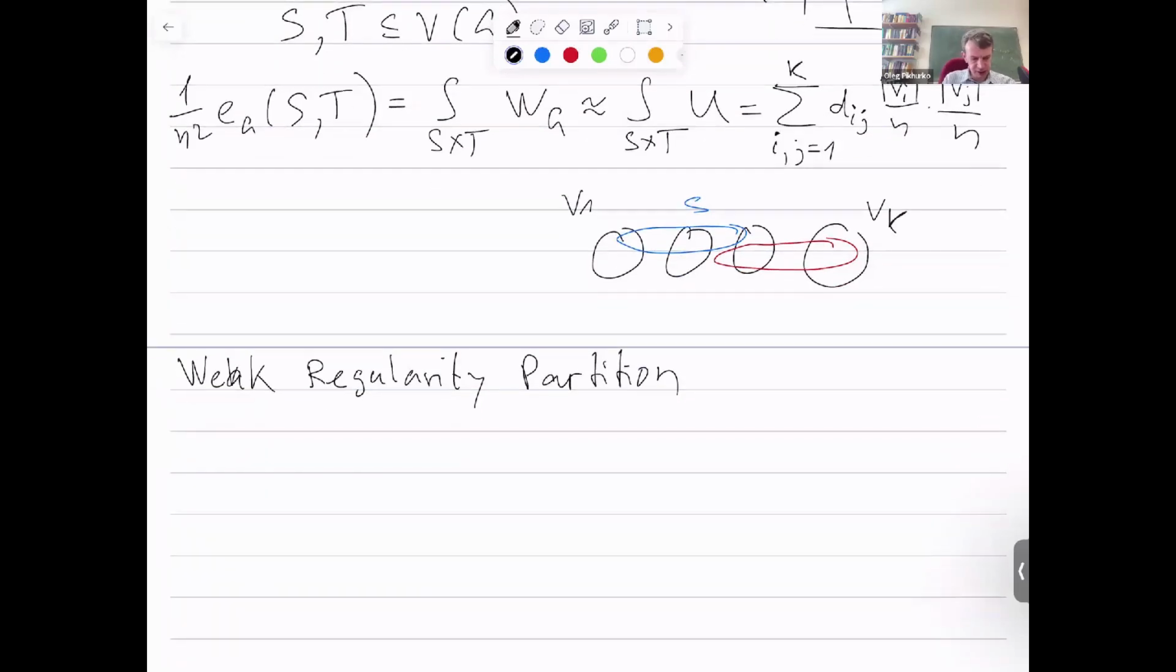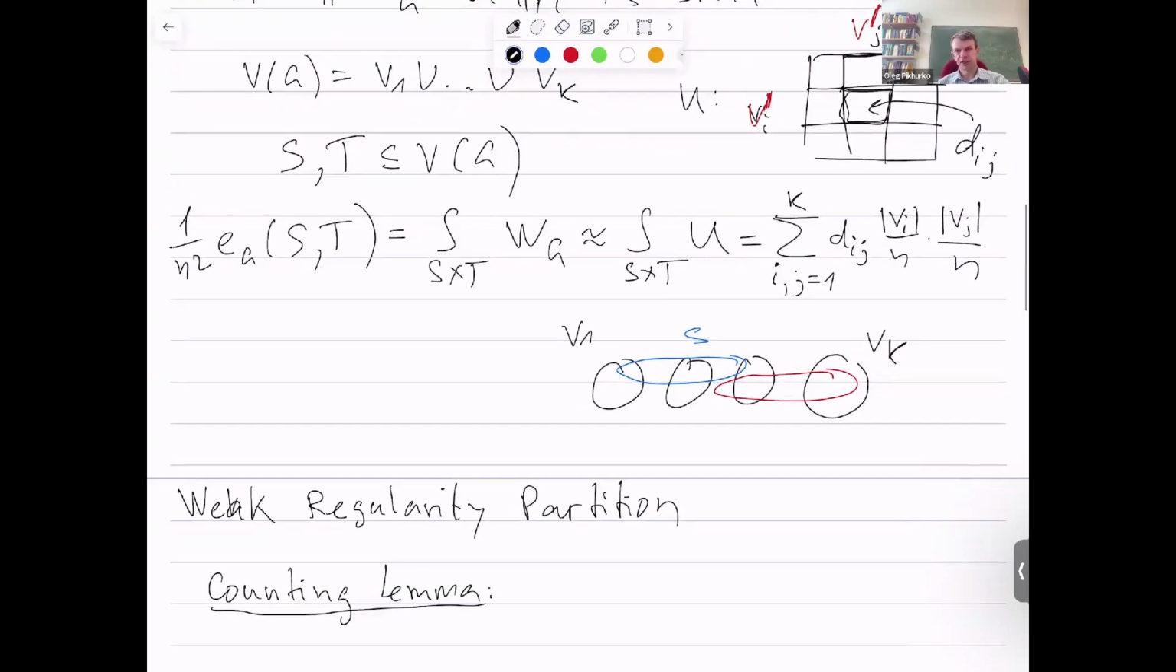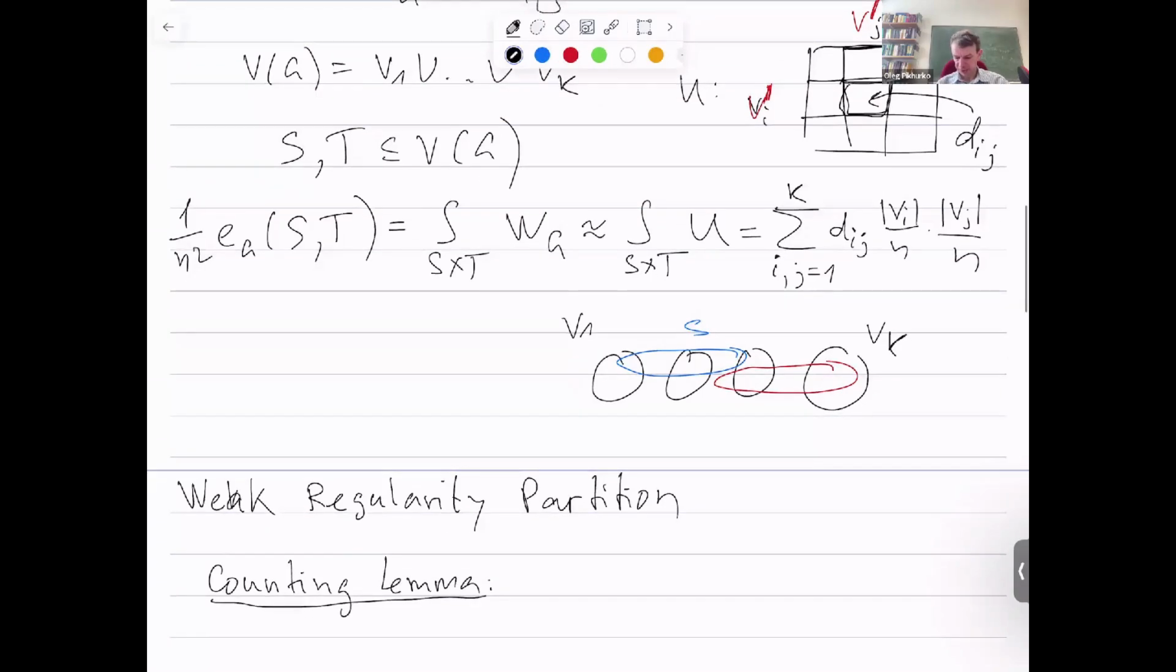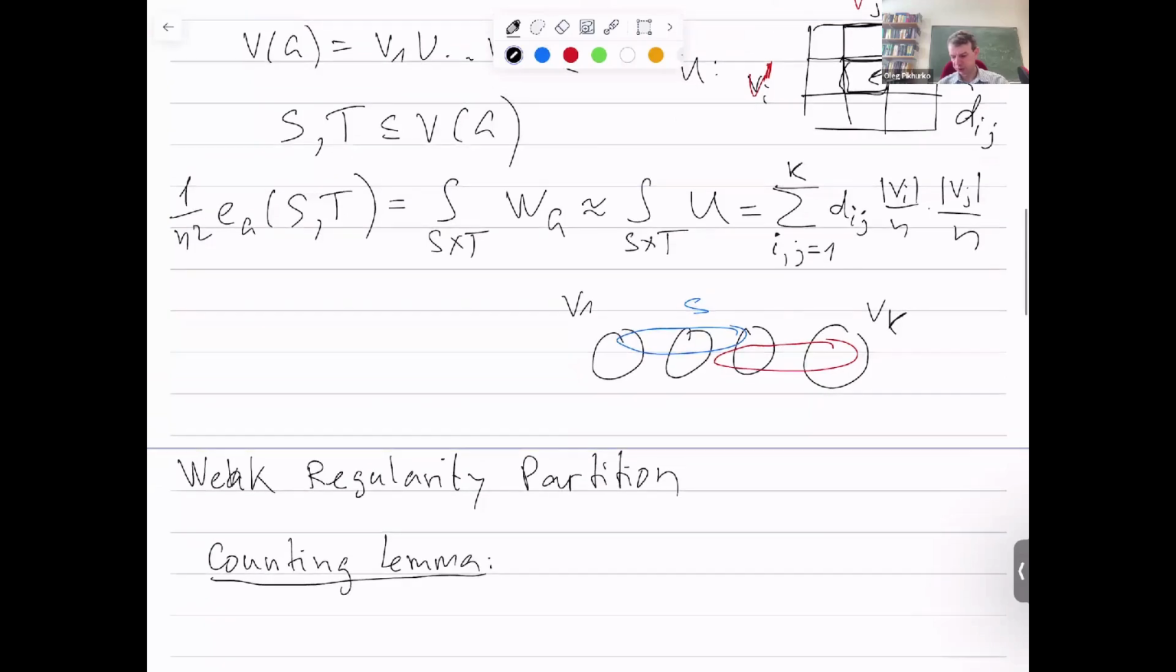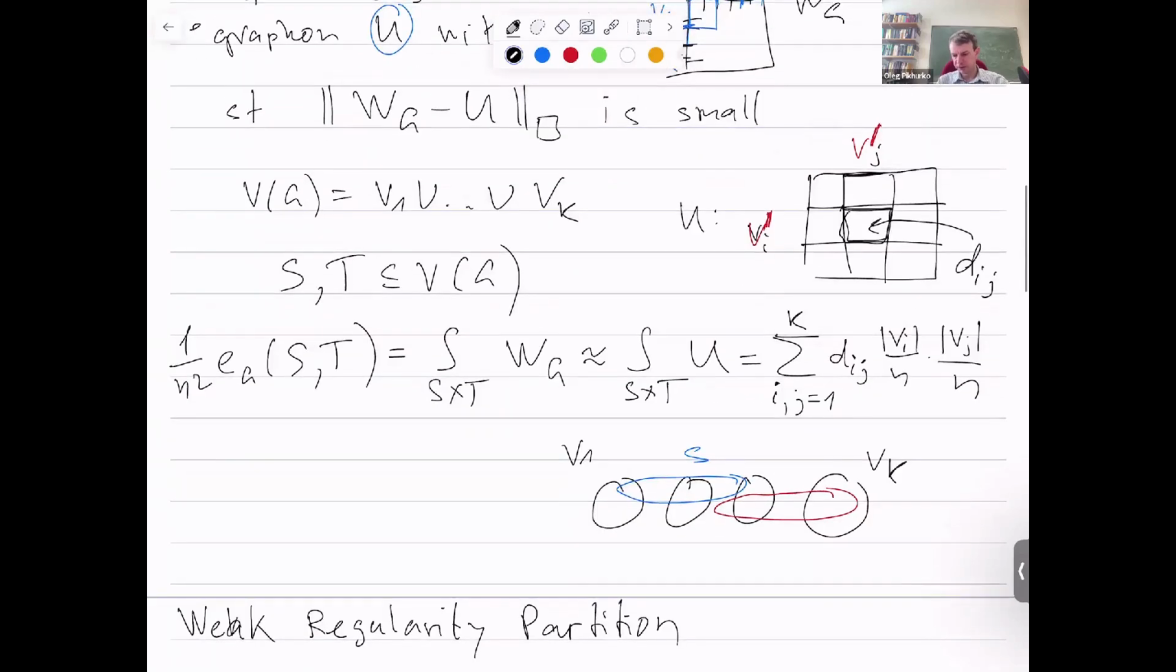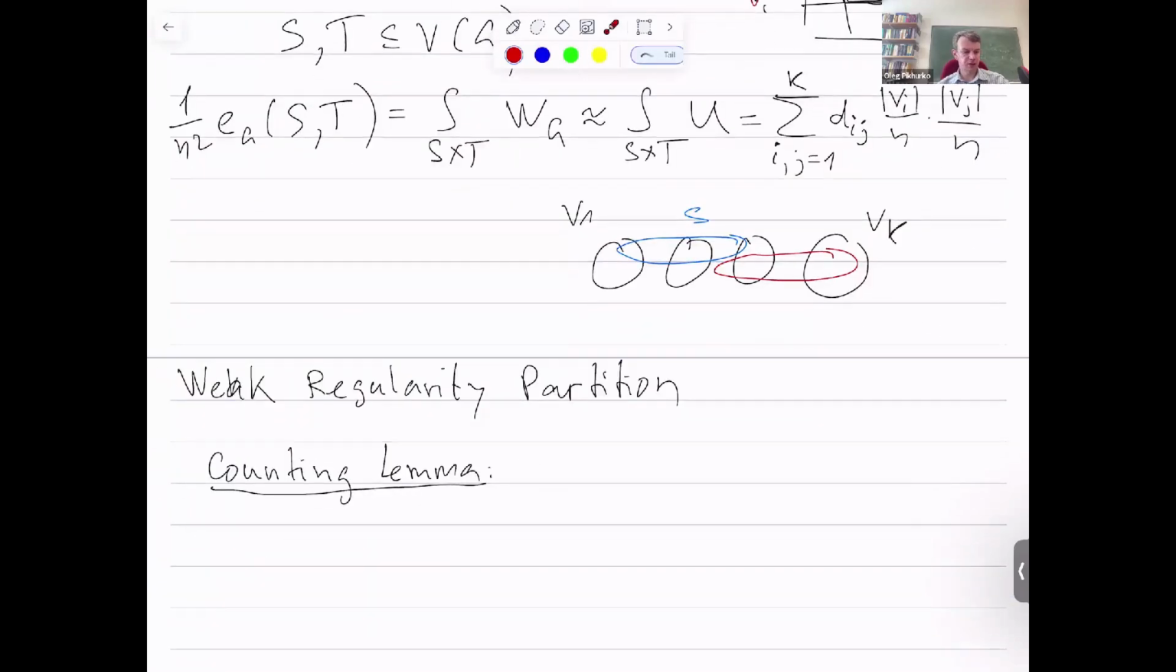So one result is this counting lemma. So far we saw that, for example, in the special case, if I want to ask how many edges I have in total, then I can look at U and get some number. I just take S and T to be everything. I allow them to intersect. And the counting lemma says if I have this weak regularity partition, which means I have a good approximation in this cut norm, then I also know a fairly good approximation for all frequencies.